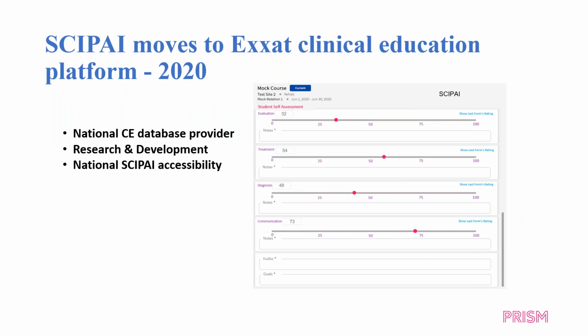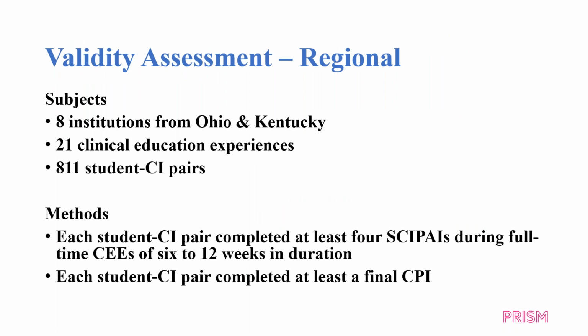We moved to Exxat in 2020. Those bullets again highlight some of the things that were really appealing at the time and have certainly played out for us well. And then we did a regional assessment. So we used 8 institutions from Ohio and Kentucky, 21 clinical education experiences involving 811 student and CI pairs were involved in this study.